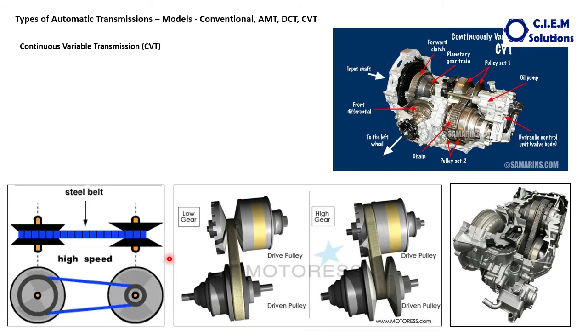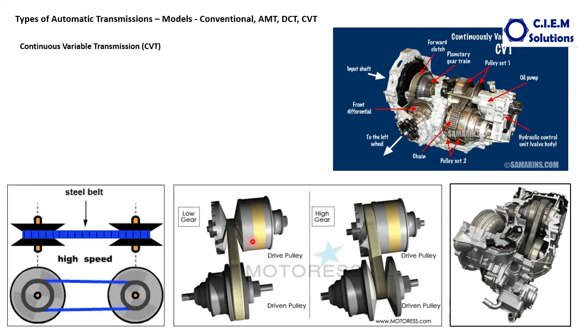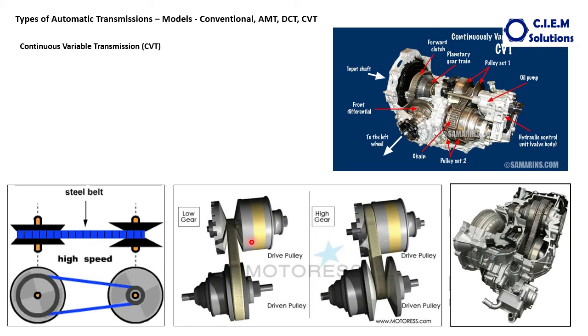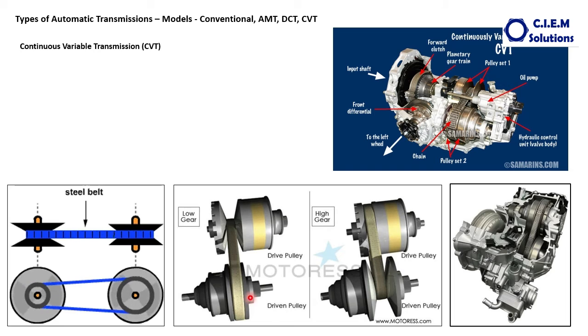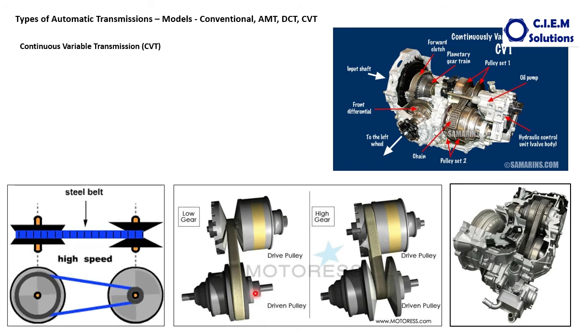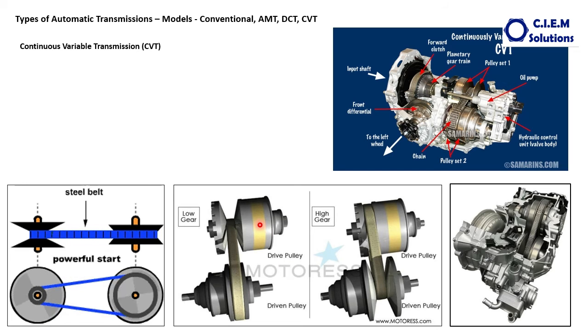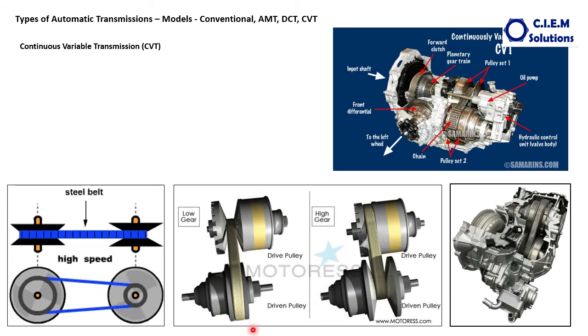The very simple way is, consider this is the drive pulley and this is the driven pulley. Here the highest torque is given at the driven pulley because the speed of the driven pulley is much lesser than the driving pulley, because the diameter of the drive pulley is less compared to the diameter of the driven pulley in this case.